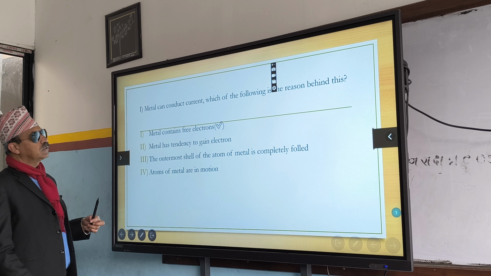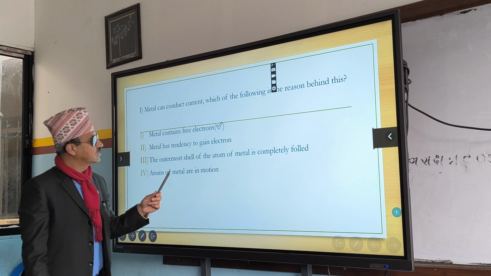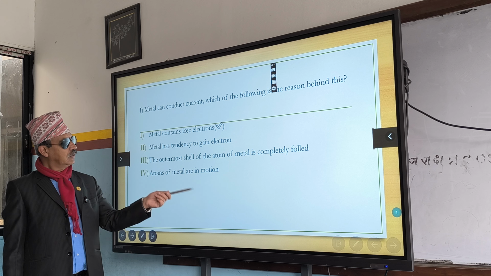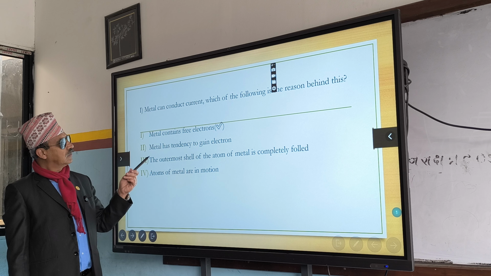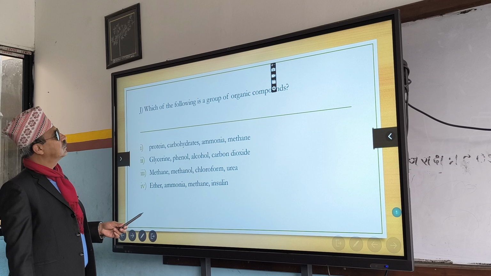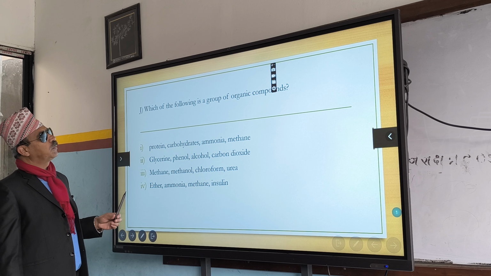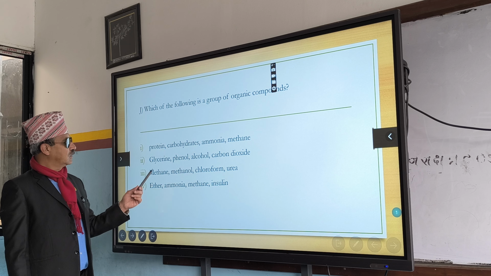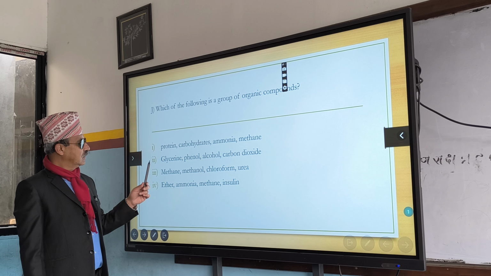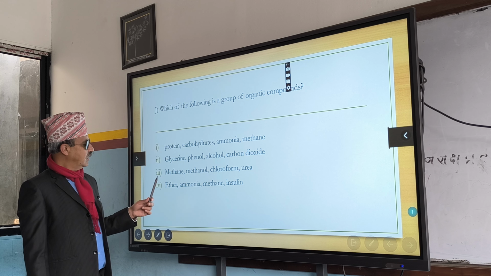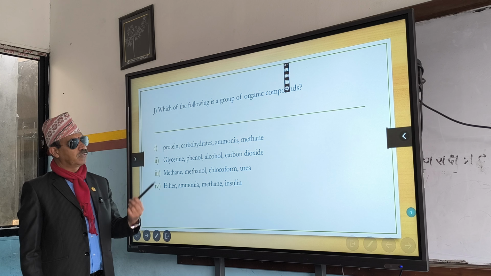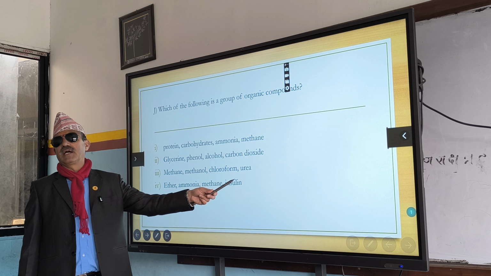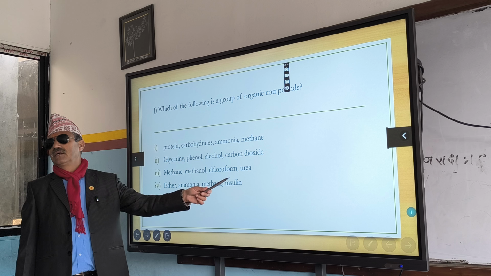Metal can conduct current. Which of the following is the reason behind this? Metal contains free electron. Because of free electron, it can conduct. Which of the following is a group of organic compounds? Which one is correct? Do you know? Methane, methanol, chloroform, and urea. They are, what are they? Organic compounds.